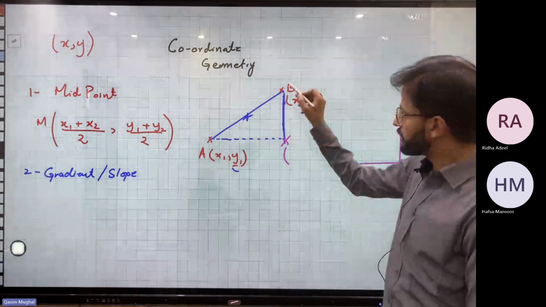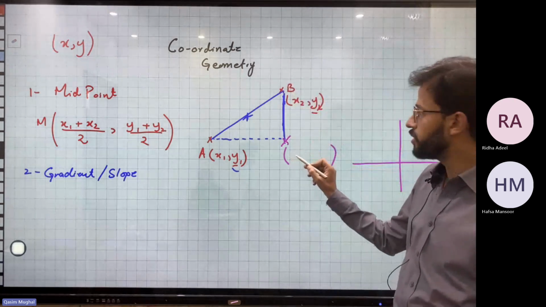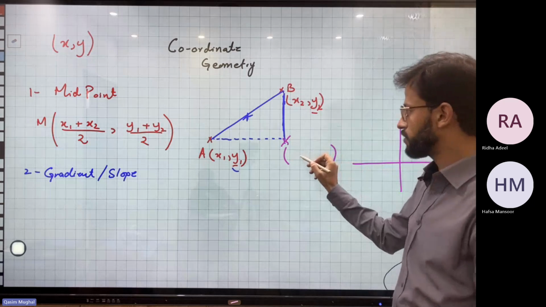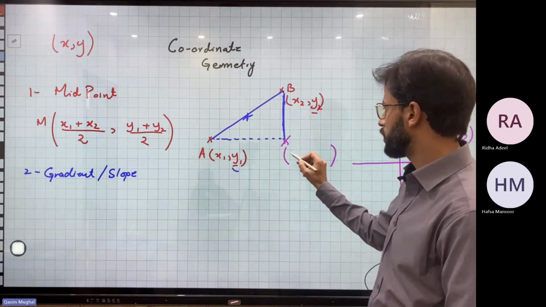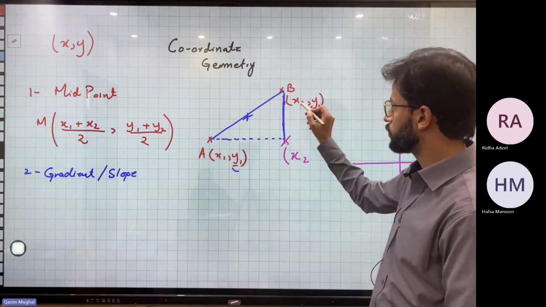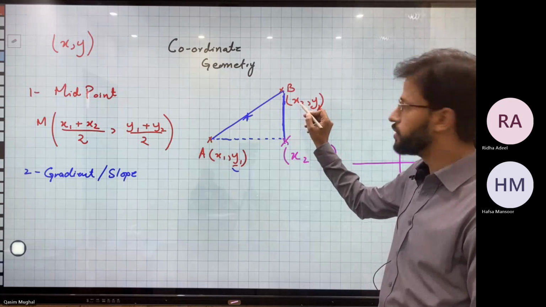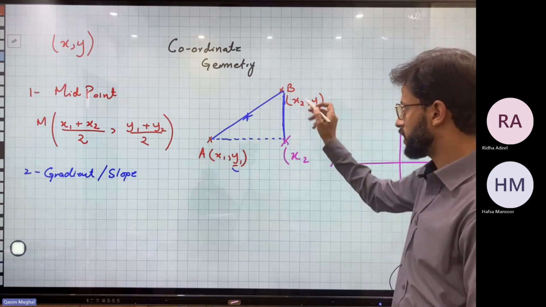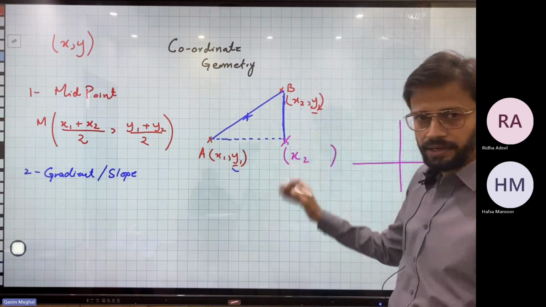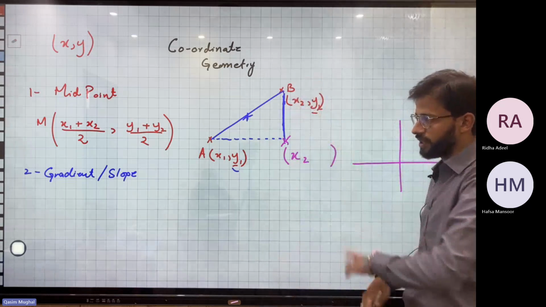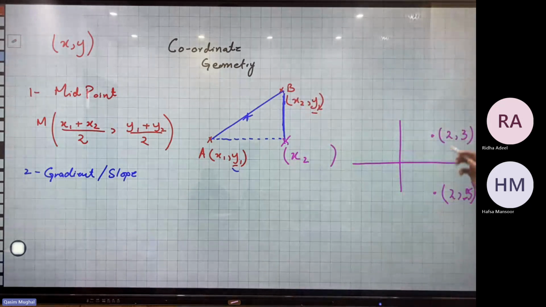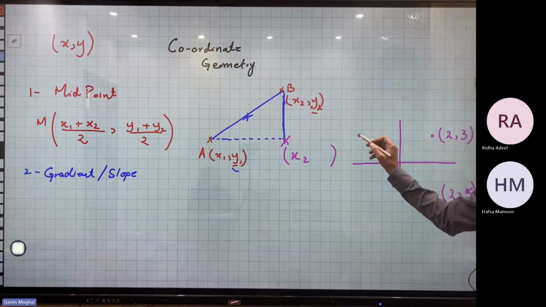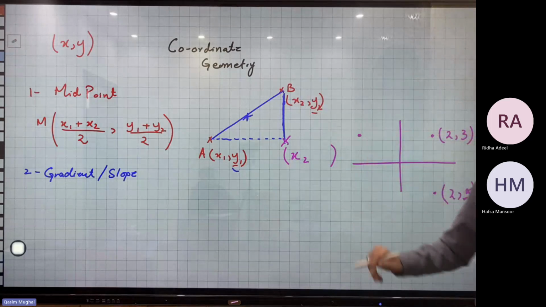This point here is exactly underneath the point B. The y value will change, but not the x value. So the x coordinate for this one is going to be x2. The point B has x coordinate x2, so the point exactly underneath that is going to have exactly the same x coordinate.